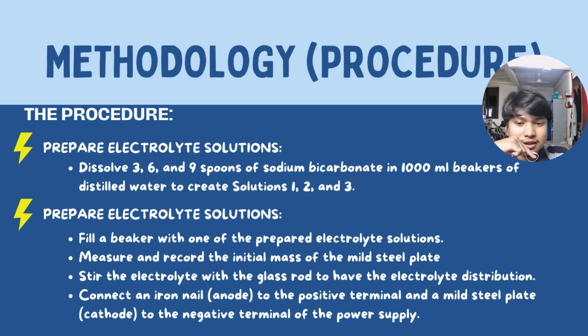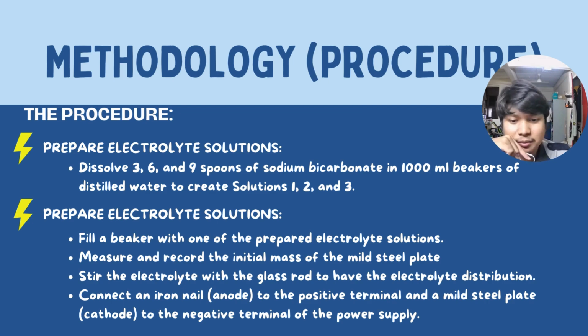So this is our procedure for our experiment. First, we prepare the electrolyte solution. We dissolve 3, 6 and 9 spoons of sodium bicarbonate in a 1000 milliliter beaker of distilled water to create three types of solution, each with a different concentration.